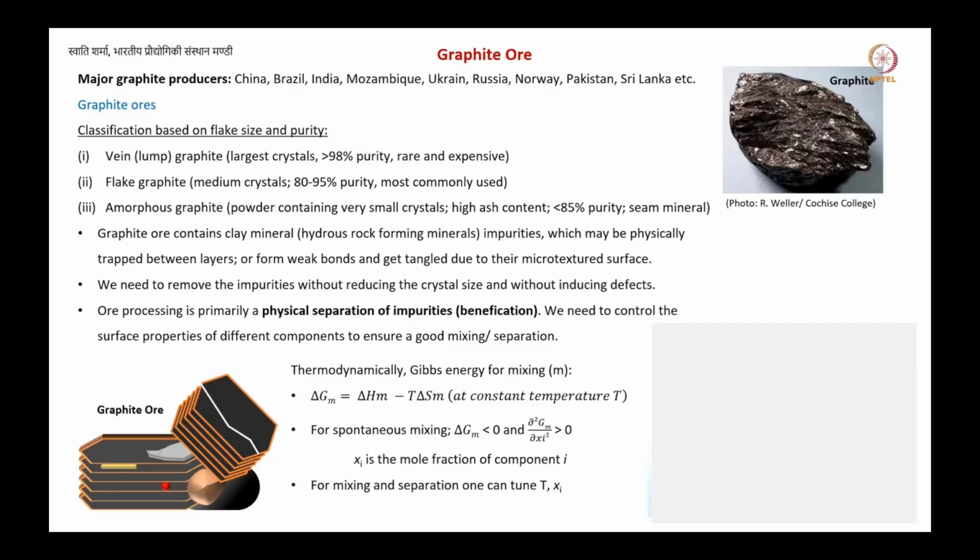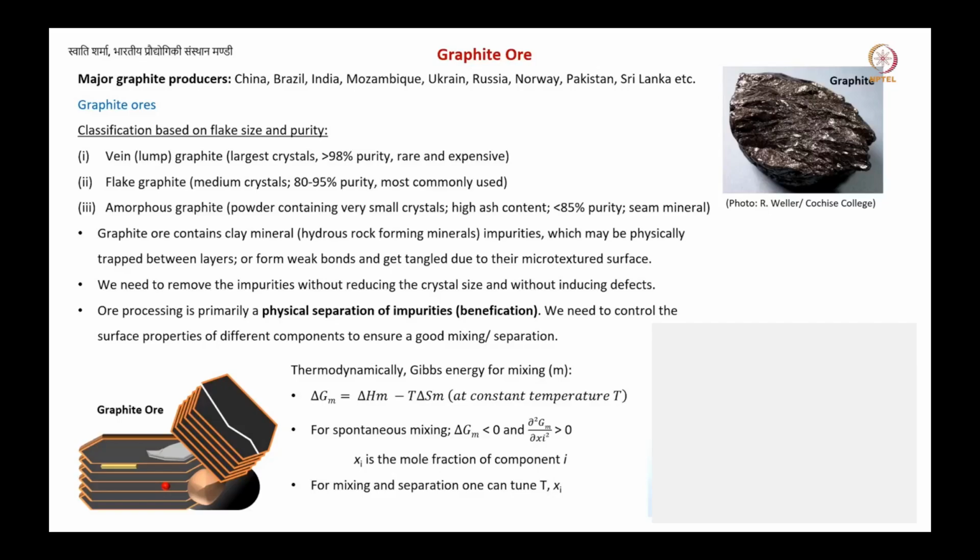So what are graphite ores? There are three classifications based on flake size and purity. The first one is vein graphite. It is in lump form, with the largest crystals. The crystal size is large, and it is more than 98% pure and rare, and it is expensive. Sorry, it is expensive, not inexpensive. It is very rare to find, and it is very expensive because it is highly pure.